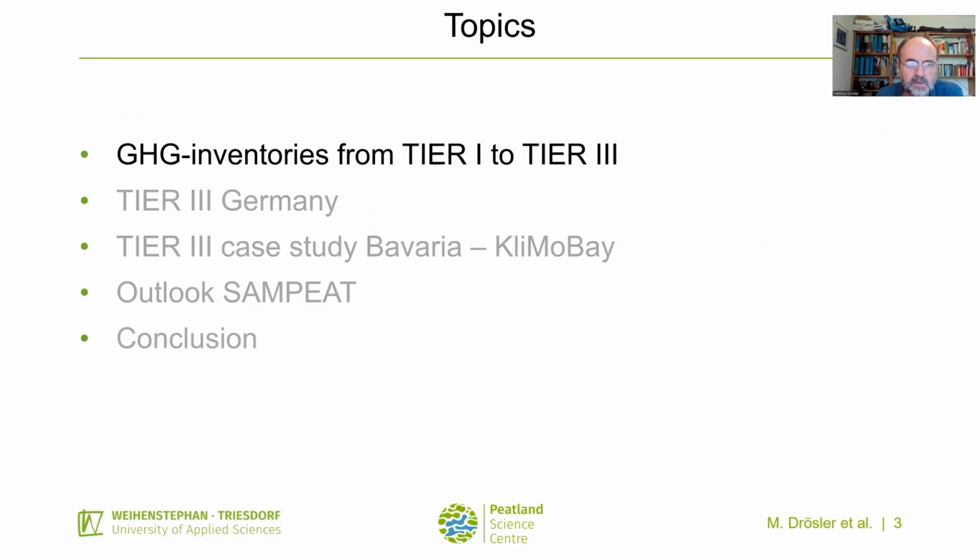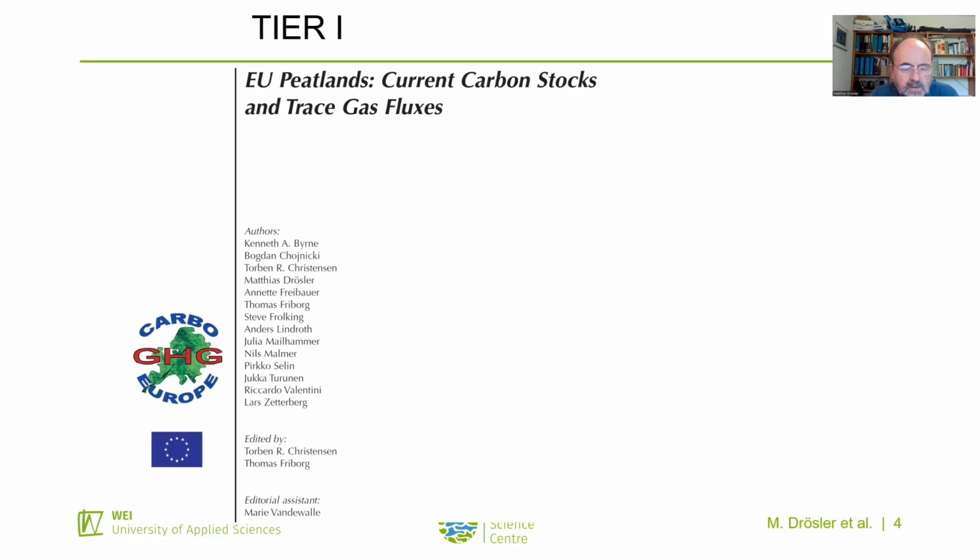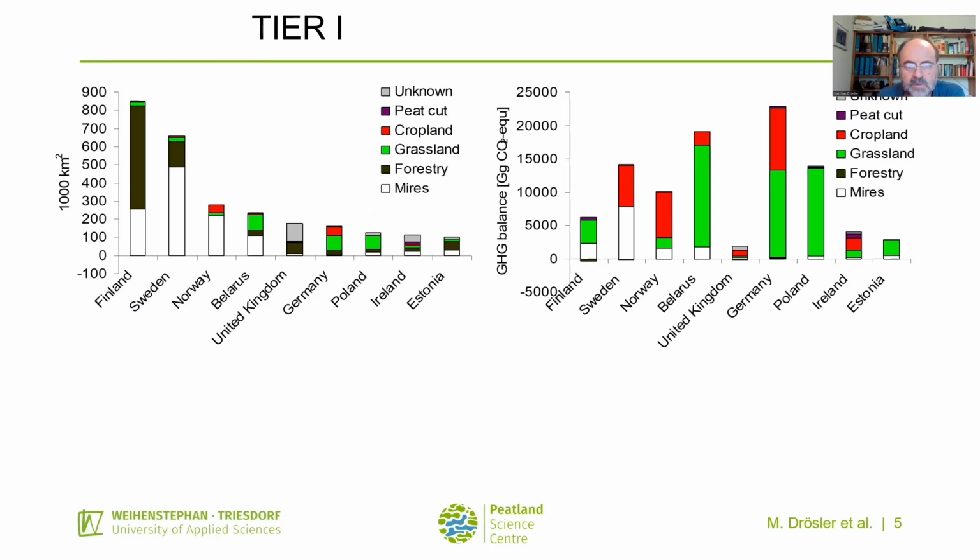So from Tier 1 to Tier 3, what was the background? We did a great study of EU peatlands, current carbon stocks and trace gas fluxes already in 2008, so almost 20 years ago. What came out was very interesting: this left-hand picture shows the area coverage of peatlands across the European countries, and the right-hand one is the first estimate at that time of emissions from these countries.